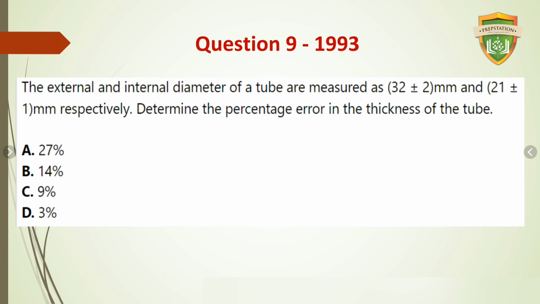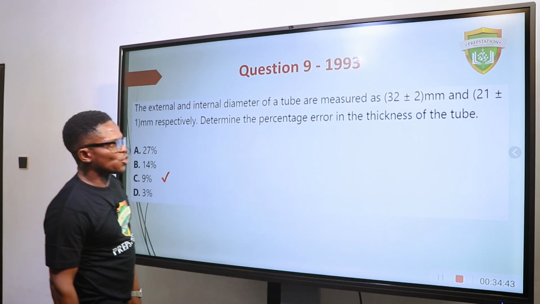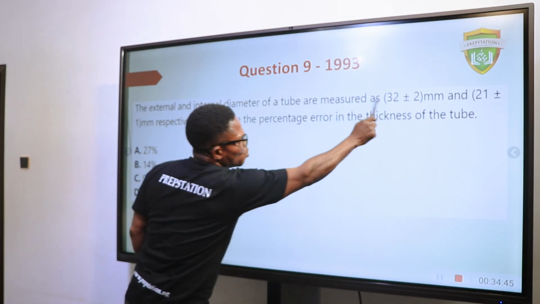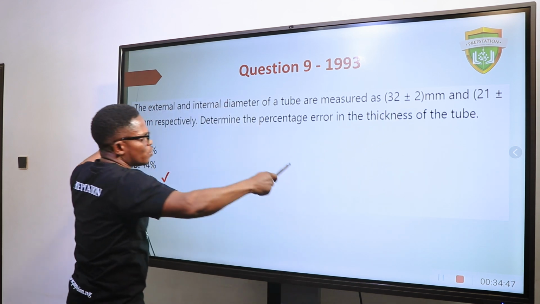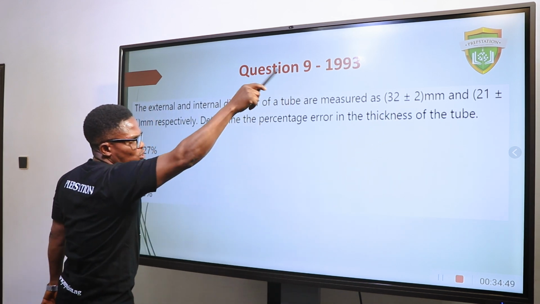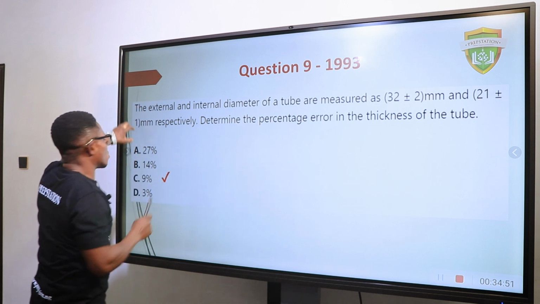The external and internal diameter of a tube are measured as these. Determine the percentage error in the thickness of the tube. The answer is 9%. How do I show you that now? So all you need to do, come back to this, look at this value. There you have 32, plus or minus 2, you have 21, plus or minus 1.